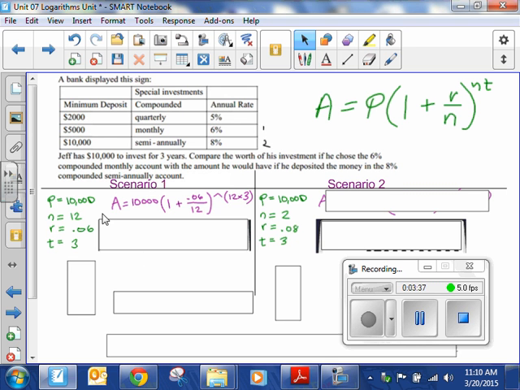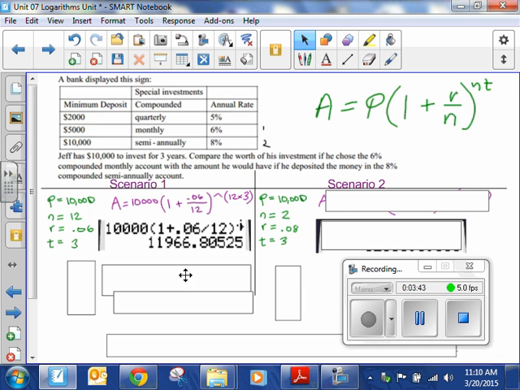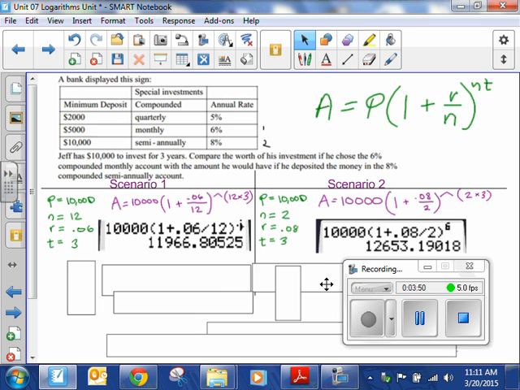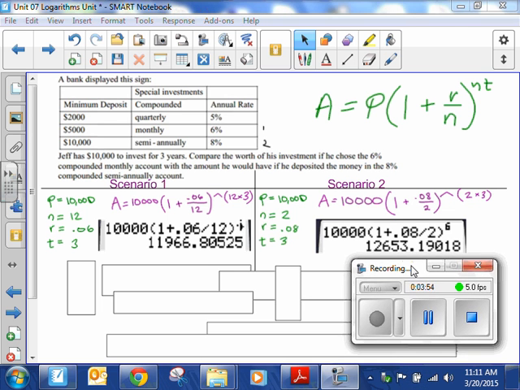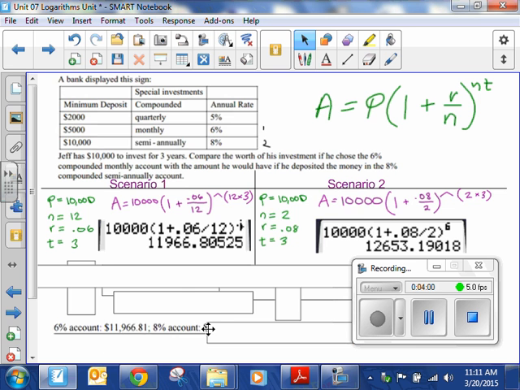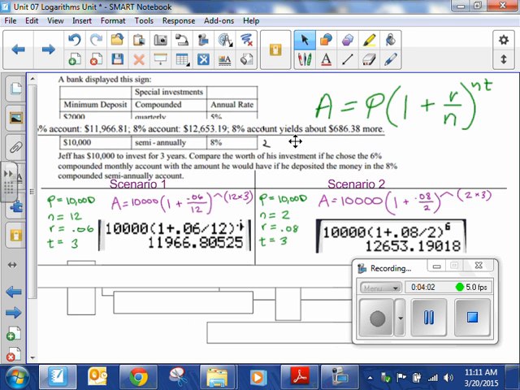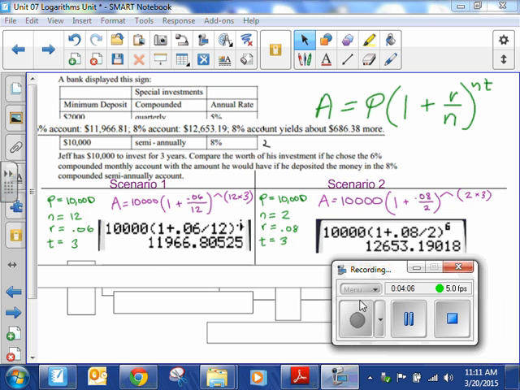So when we plug this all into the calculator, very carefully into the formula, then into the calculator, we end up with $11,966.81. And for scenario 2, we end up with $12,653.19. So clearly, scenario 2 is the better deal. It will actually yield $686.38 more than the other account.